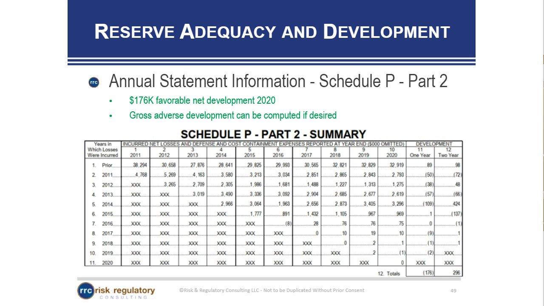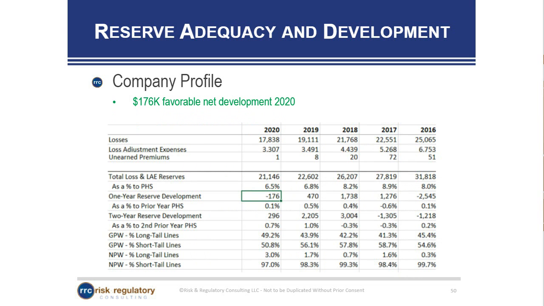I'm not quite sure. I wasn't able to figure that out, but the overall impact is negligible. But again, the gross adverse development is not highlighted in columns 11 and 12 in the schedule, but you really could go back and compute it if you wanted to off Schedule P. The company profile shows the 1 and 2 year reserve development. You can see the same numbers that you would see on Schedule P because that's where the numbers are coming from.